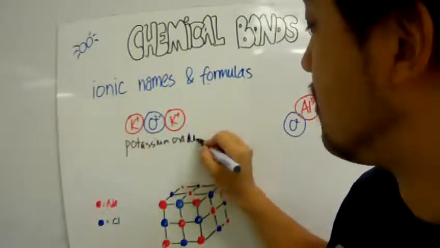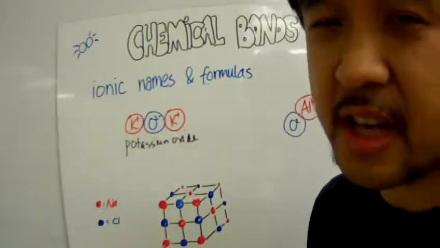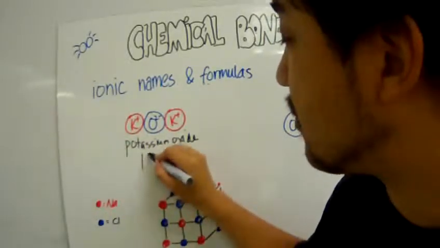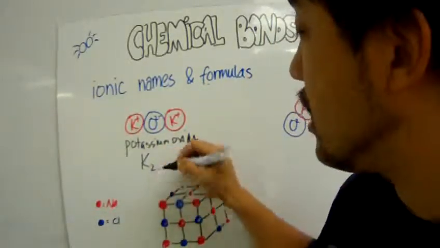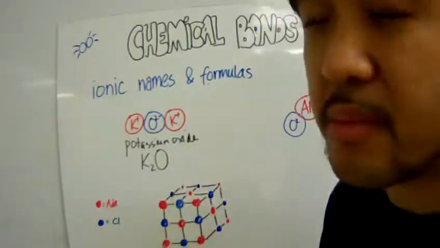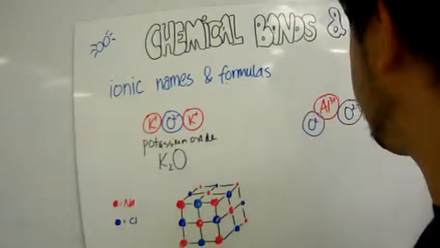oxide. Okay? And the formula for potassium oxide is that from the diagram we can see there's 2 potassiums. So we have K2 and 1 oxide, so it's K2O. And that will be the formula for this representation.